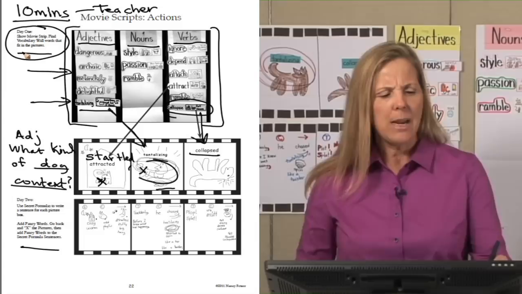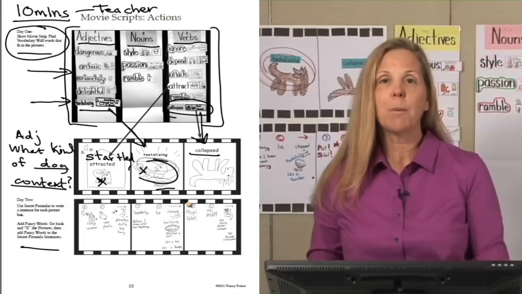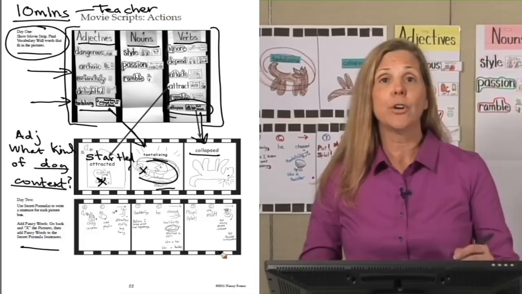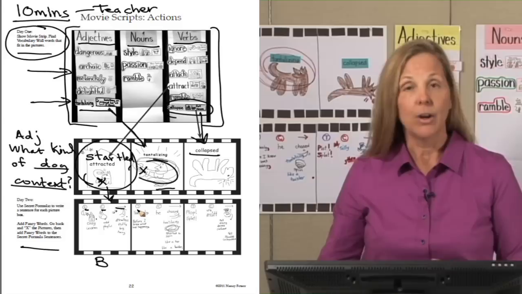Now let's move on to day two. On day two, remember, 10 minutes a day, you're going to go through each one of these boxes and you will use the beginning secret formula, middle and end secret formulas in order to translate the picture into sophisticated sentences filled with robust vocabulary. In the beginning box, we have S, C, arrow as our secret formula.